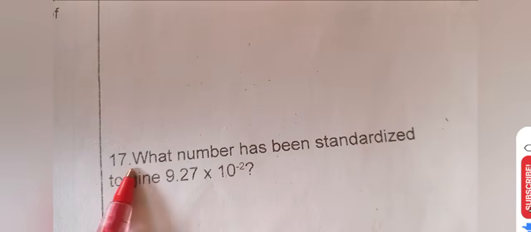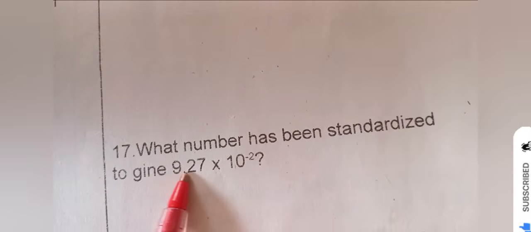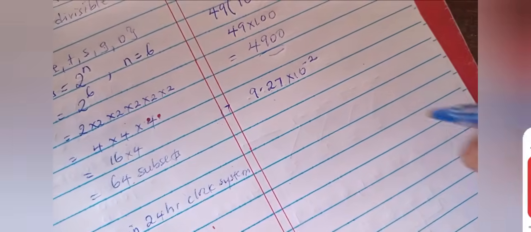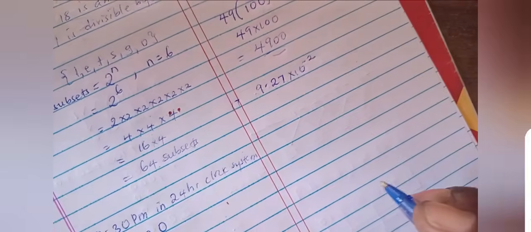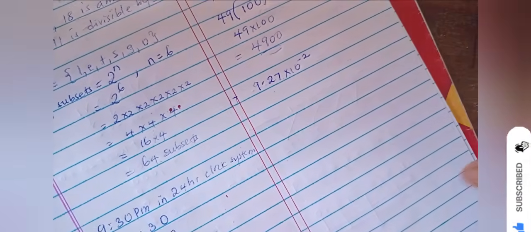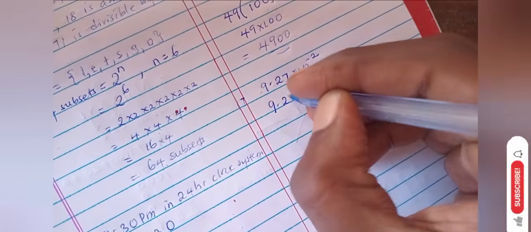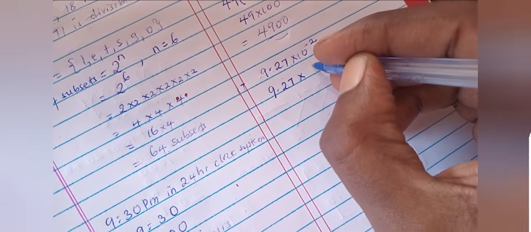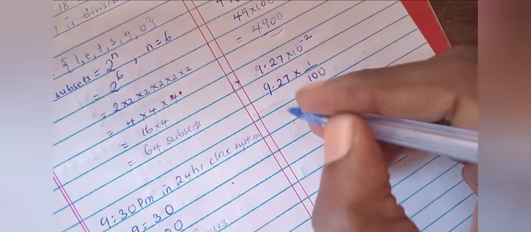Number 17. What number has been standardized to give 9.27 exponent negative 2? This is a number which has already been written in standard or scientific notation, and they want us to go back to the number that was initially standardized to give this one. So this is 9.27 times, exponent negative 2 is 1 out of 100. We can also change this to a fraction.